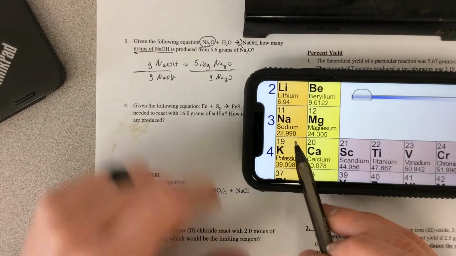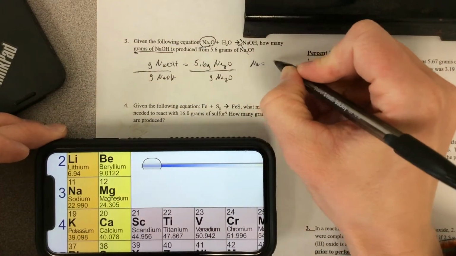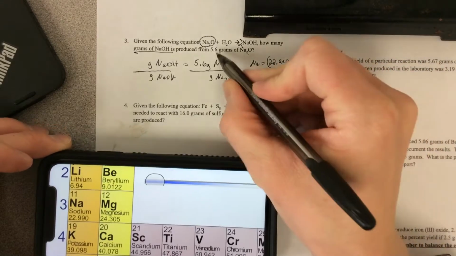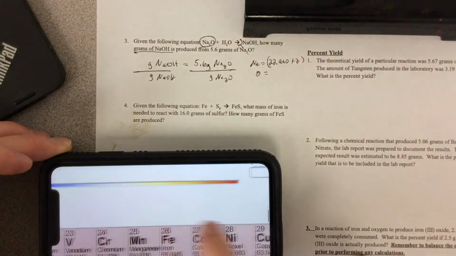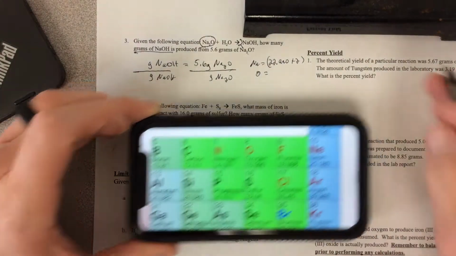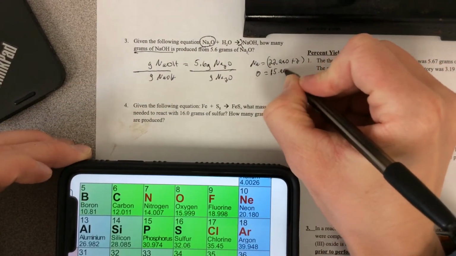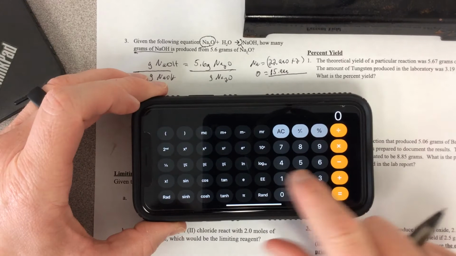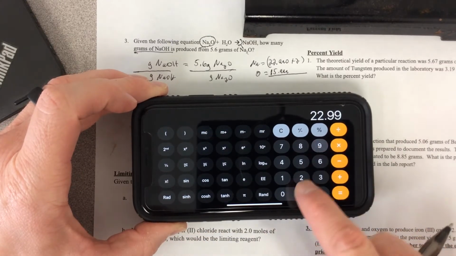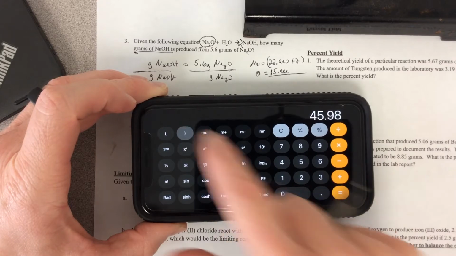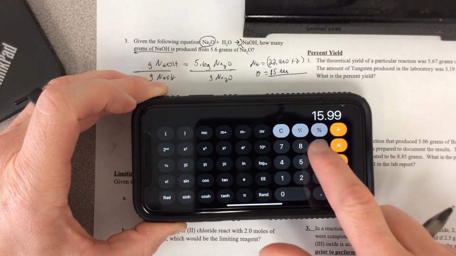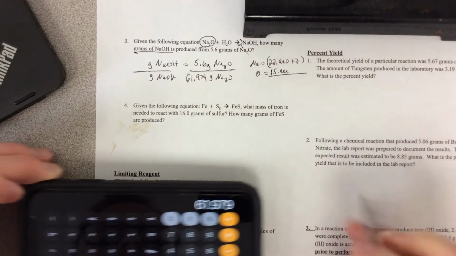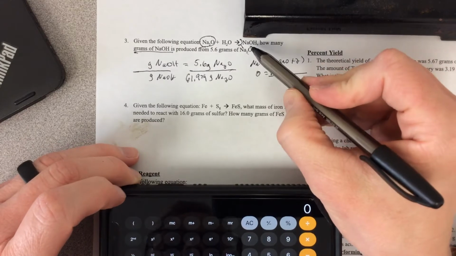Sodium weighs 22.990, and there are 2 of them. Oxygen is 15.999, and there's only 1. So now I'm going to go to my calculator and total that up. 22.990 times 2 plus 15.999 gives me the mass of 61.979. I'm going to do the same thing for the other compound in our equation.